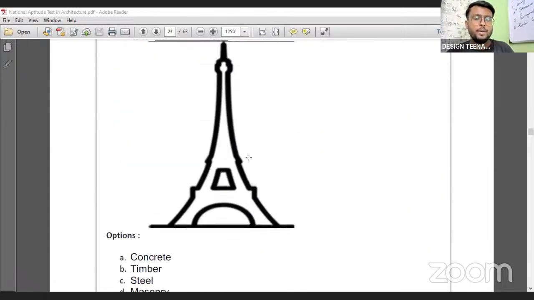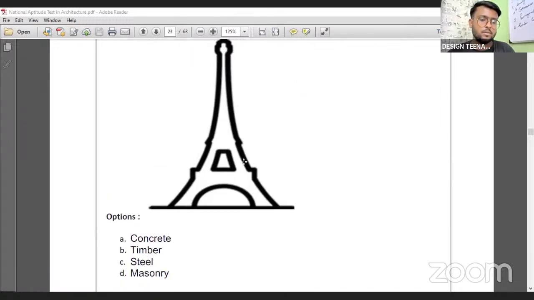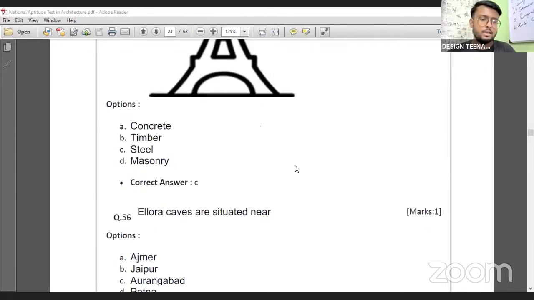The Eiffel Tower is a structure built with what? Concrete, timber, steel, masonry. Steel. Definitely steel. There is no question of concrete. Have you seen bricks or cement in the Eiffel Tower? Is there timber? Timber is a form of wood. Timber is used mostly outside India, in some structures made of wood.